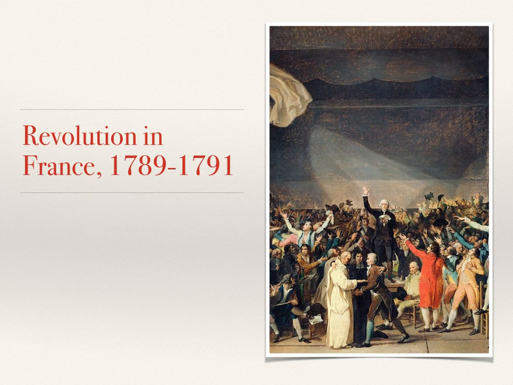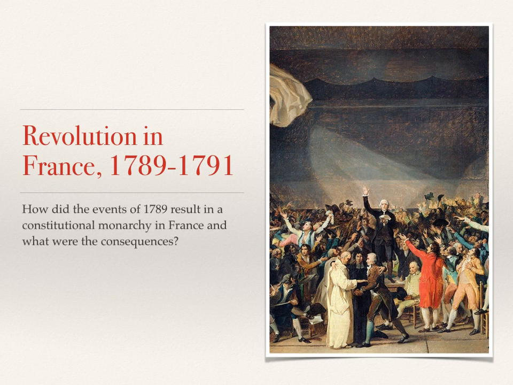Then you'll move into the revolution itself. The revolution in France, first part, 1789 to 1791. And this is what I would often call the hero story of the French Revolution. This is the part of the French Revolution the French love to celebrate. And the question that McCay puts here is, how did the events of 1789 result in a constitutional monarchy in France? What were the consequences?